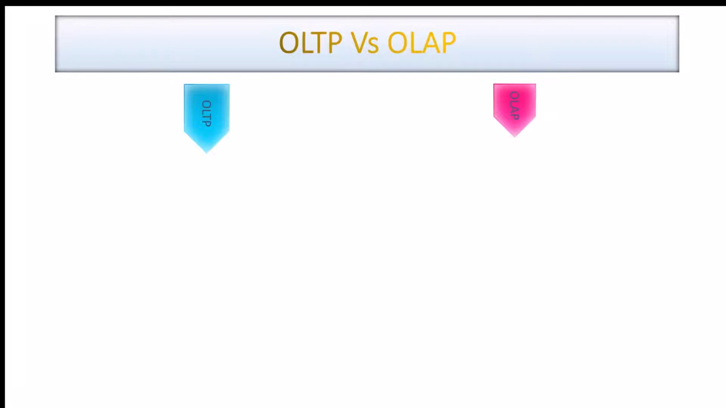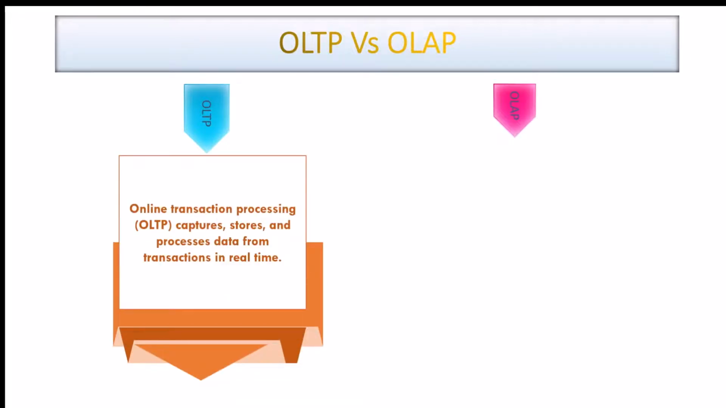Applications are developed either on the OLTP process or the OLAP process. First we will see about the OLTP process. The OLTP is nothing but online transaction processing. It captures, stores and processes data from transactions in real time. The important thing here is the real time. The OLTP process works on real time data, and what characteristics it should have, we will see in the following slide. Next we will see OLAP.